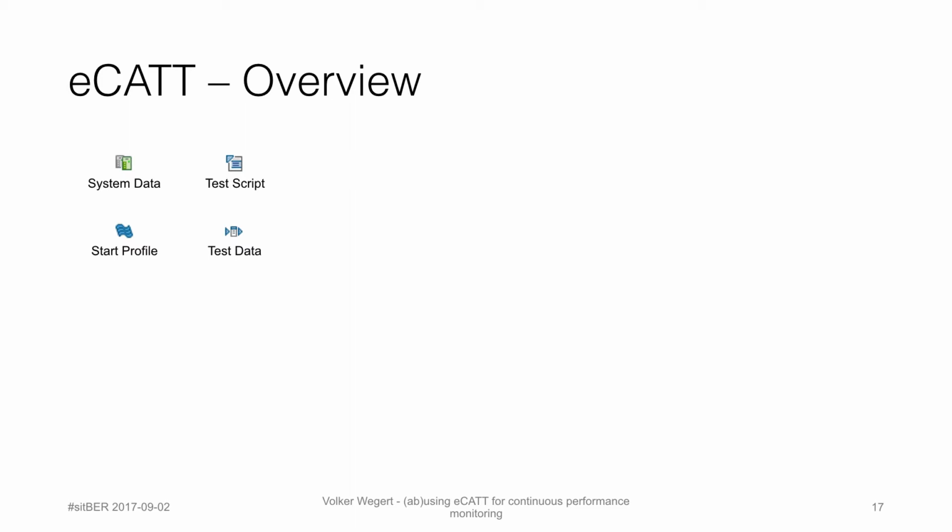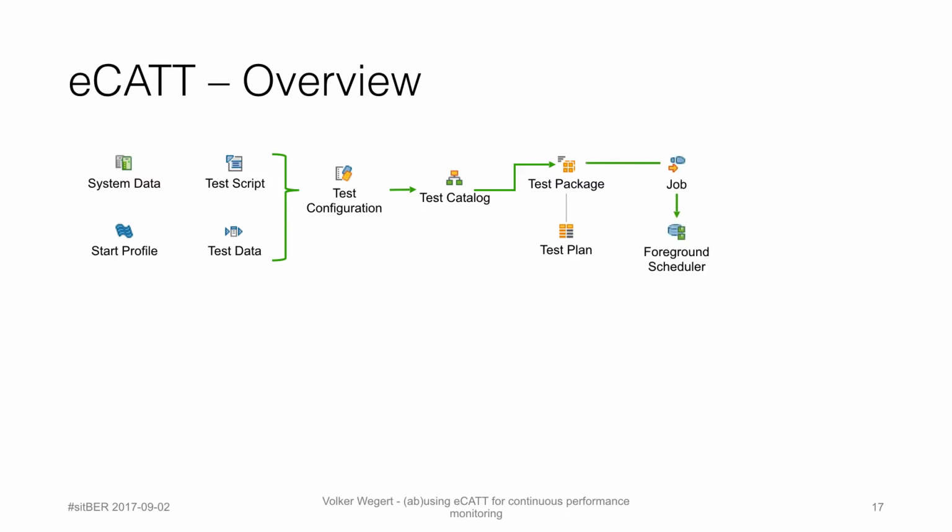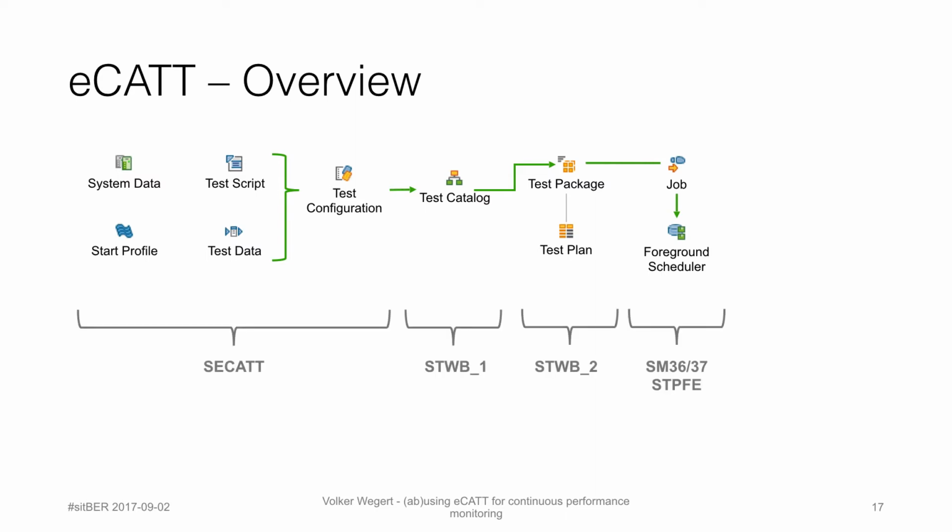The next slides will feature the test script and the test data containers that define the actual testing procedure and the data used to execute the tests. These objects are assembled into a test configuration that is then added to a test catalog and subsequently to a test package with a test plan. A regular system job then triggers a less known feature called the Foreground Scheduler that executes the tests. These are the transaction codes used to define and edit the objects displayed here. If you want to do this yourself, be sure to assign the software components to the objects consistently, because it will be unnecessarily hard to locate the objects later on if you don't.